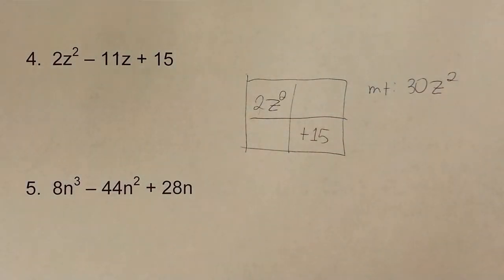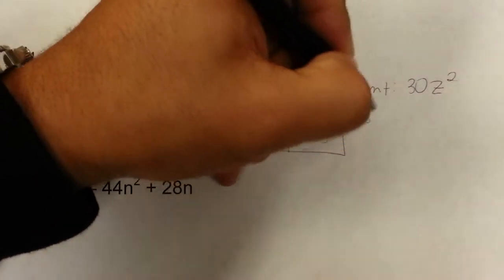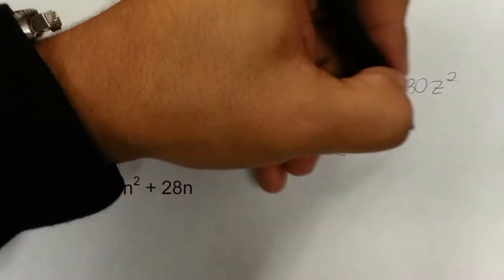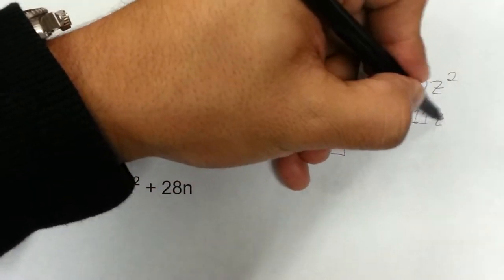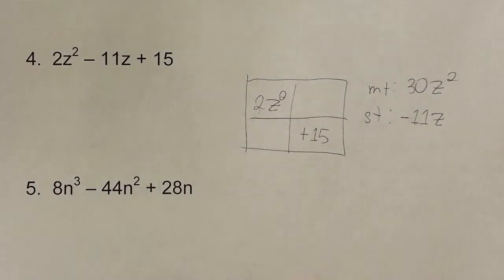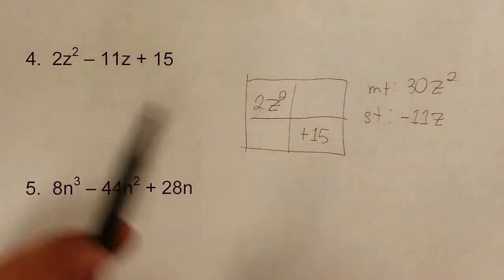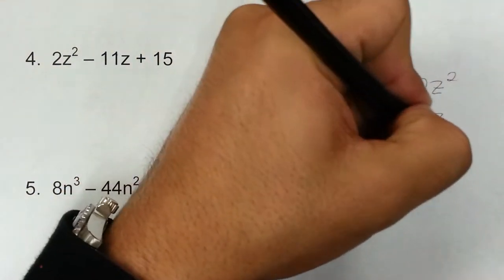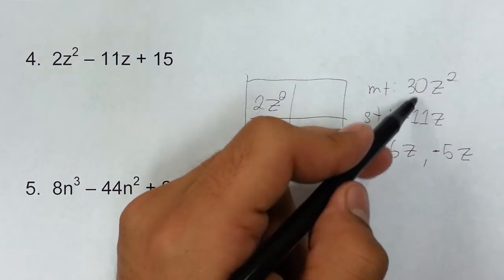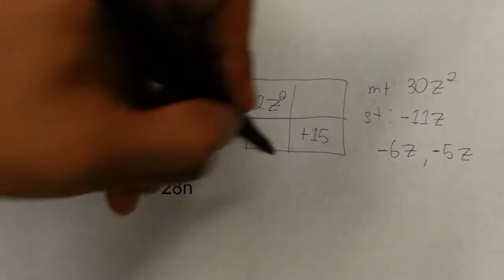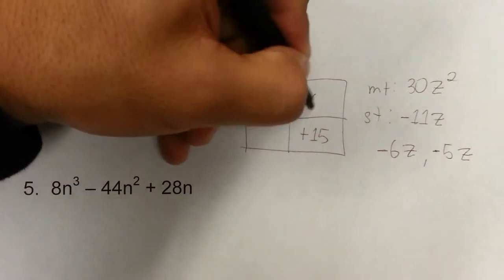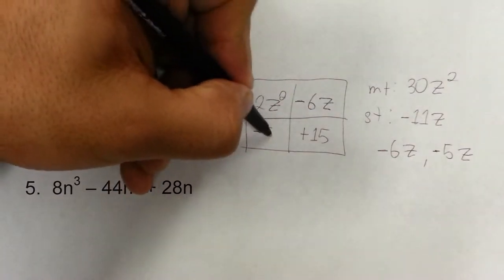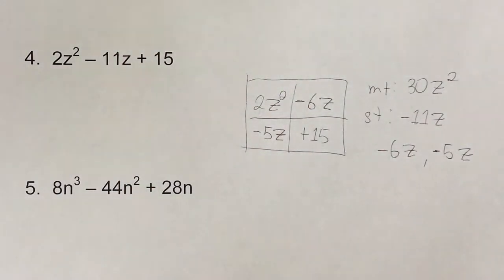So far so good. Now I can think of sums to would be our middle term of negative 11z. So let's think of factors of 30 that would add up to negative 11. Since they need to add up to a negative number, they both have to be negative. I can think of negative 6z and negative 5z. They multiply out to 30 and add up to negative 11. So we can go ahead and fill in our box. We've got the negative 6z here and then the negative 5z here.